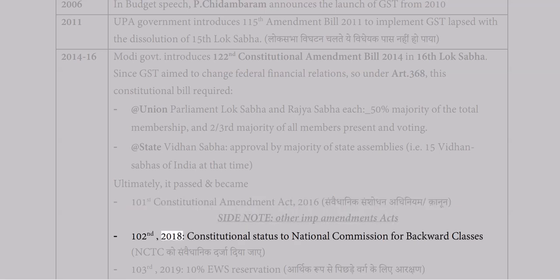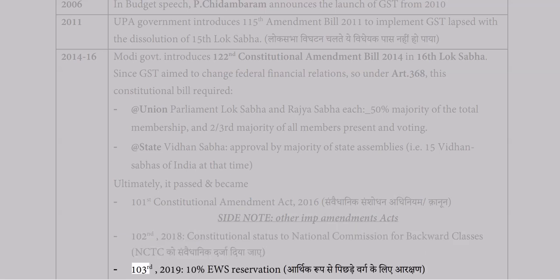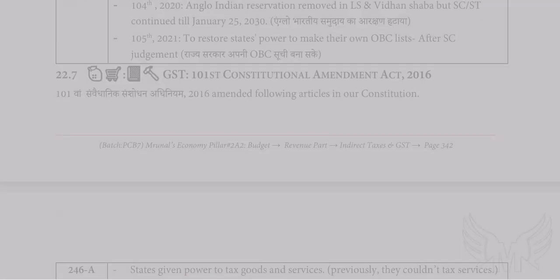Side note, other amendment acts. 102nd, 2018: Constitutional status to the National Commission for Backward Classes, NCBC. 103rd, 2019: 10% EWS reservation. 104th, 2020: Anglo-Indian reservation removed in LS and Vidhan Sabha, but SC and ST continued till January 25, 2030. 105th, 2021: to restore states' power to make their own OBC lists after the SC judgment, OBC.